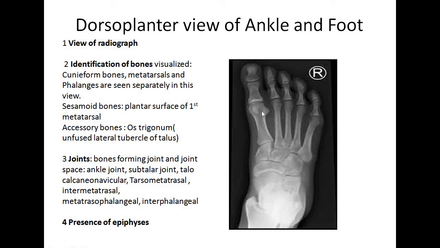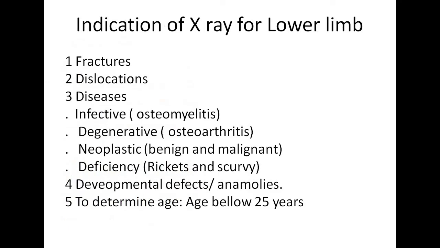Sometimes accessory bones, which are unfused parts of a bone, like os trigonum, unfused lateral tubercle of talus, are seen. The joints seen are calcaneonavicular, tarsometatarsal, intermetatarsal, metatarsophalangeal, interphalangeal. These are the joints seen in this dorsoplantar view of ankle and foot.